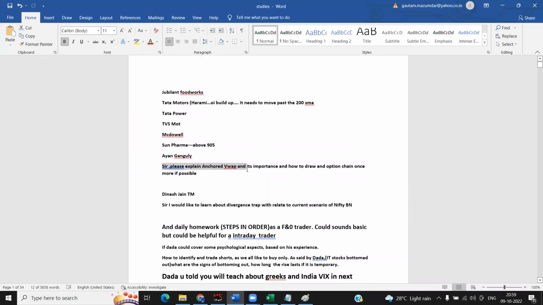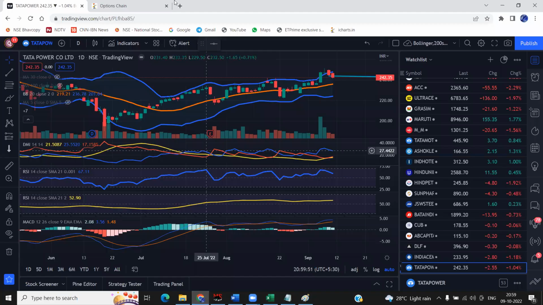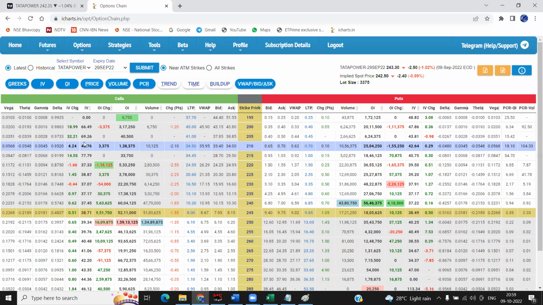Ayan, please explain anchored VWAP and its importance, and how to draw the option chain once more if possible. This is quite an important thing. Let's take it this way.